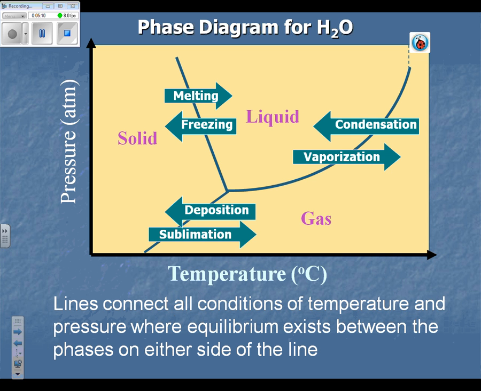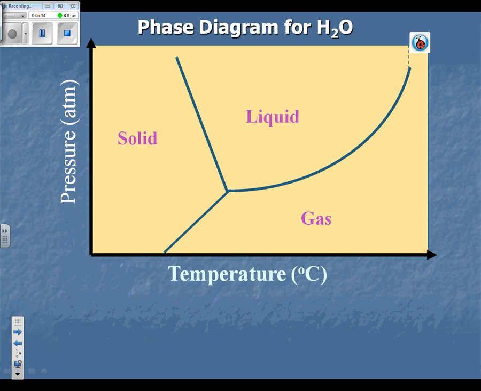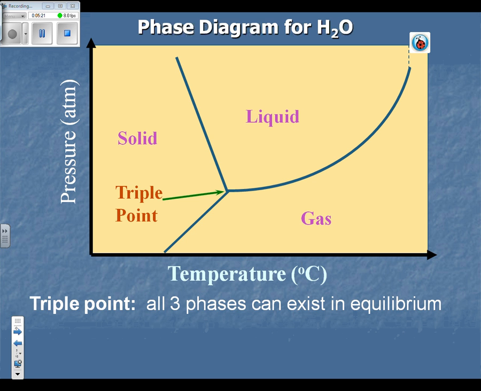There are two other very important points on a phase diagram. And the first one is the triple point. It's right there at the junction of the Y. And the triple point is where all three phases can exist in equilibrium.